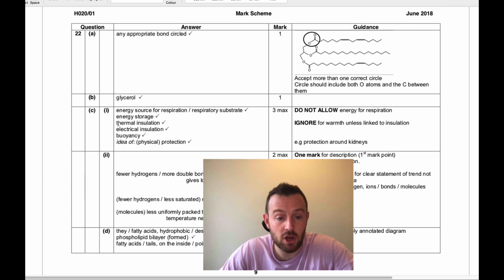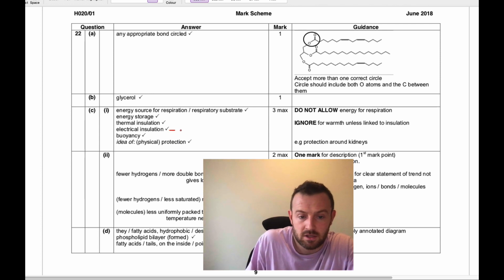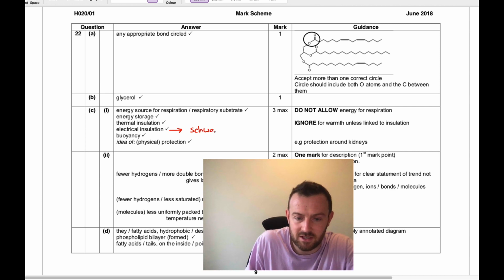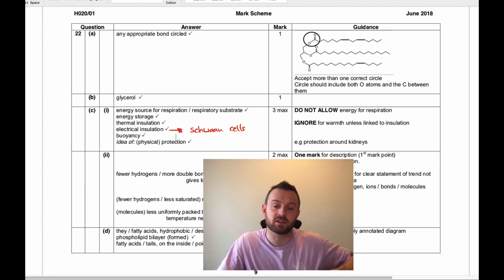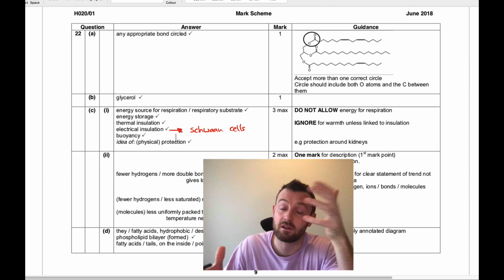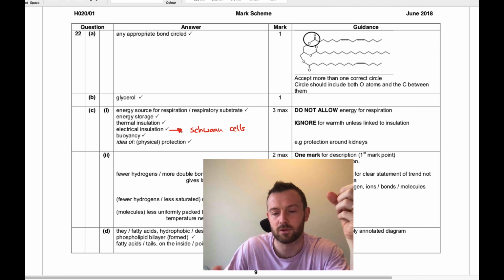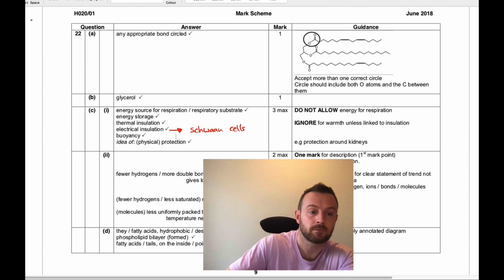Energy storage, thermal insulation, electrical insulation. What this is actually talking about is Schwann cells. If you're a year 12 student, you haven't done Schwann cells yet, but when you do nerves in year 13, you will see that Schwann cells use lipid to insulate the flow of electricity, the electrical impulse in the nerve. So those are the marks there. Pause if you need to have a double check, and then we'll move on.